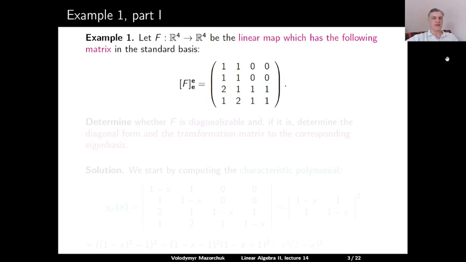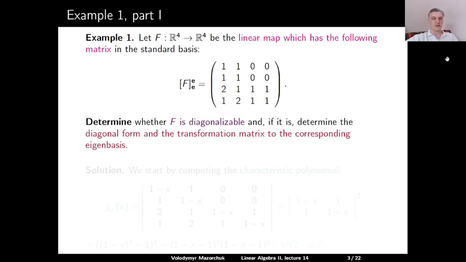The first example, let F from R^4 to R^4 be the linear map which has the following matrix in the standard basis. So the matrix of F in the standard basis is the following 4 times 4 matrix: 1 1 0 0, 1 1 0 0, 2 1 1 1, 1 2 1 1. Determine whether the linear operator F is diagonalizable, and if it is, determine the diagonal form and the transformation matrix to the corresponding eigenbasis. Solution.